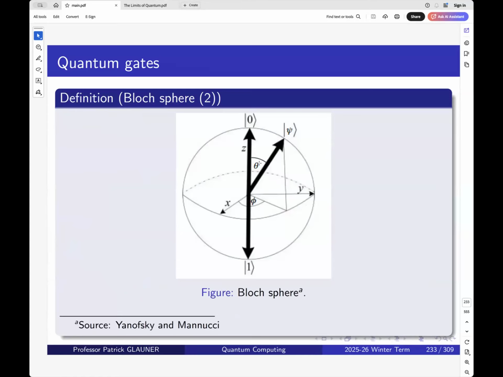Because all we need are these two angles, theta and phi. And with that, we can represent every possible qubit on the sphere. We see there's a north pole, which is the 0 ket, and a south pole, which is the 1 ket. All we need to represent our concrete qubit is the two angles. And we have three axes: x, y, and z. We will come back in a moment to the Pauli matrices we just saw, because they can be interpreted here as well.